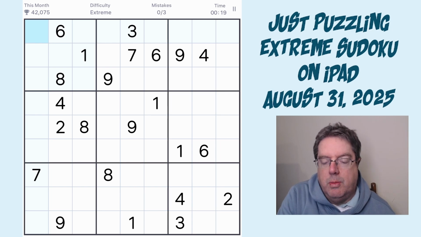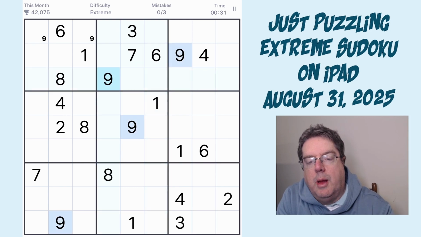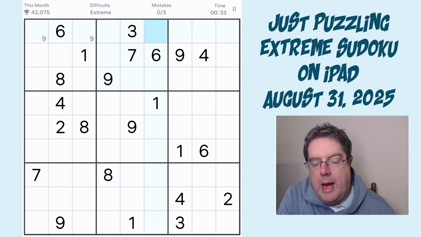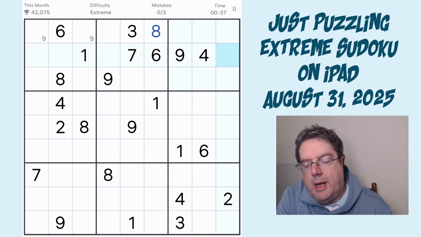Alright, so note on. 9's going to come across here, so 9 is one of these two. 8's going to come across here, 8's going to come up here, so that is definitely an 8. Which means 8 comes across here, so that's an 8 there.